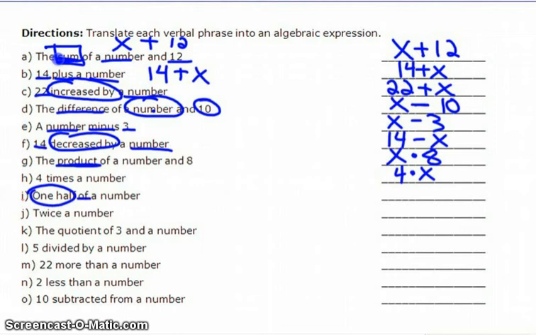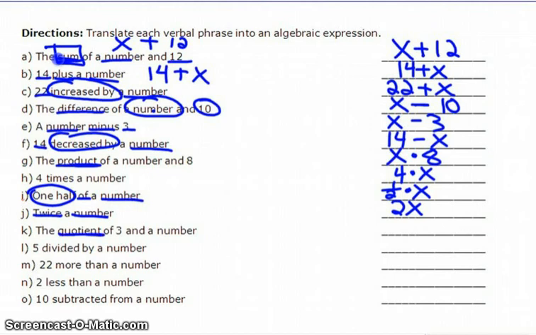1/2 of a number. Now 1/2 is a fraction, right? But the word of means to multiply. So we have 1/2 of a number. Twice a number means 2 times a number. So 2 times x. Now notice I didn't put the symbol in between the 2 and the x. That's okay. When you put a number and a variable directly next to each other with no symbol in between, that means to multiply. Now K says the quotient of 3 and a number.